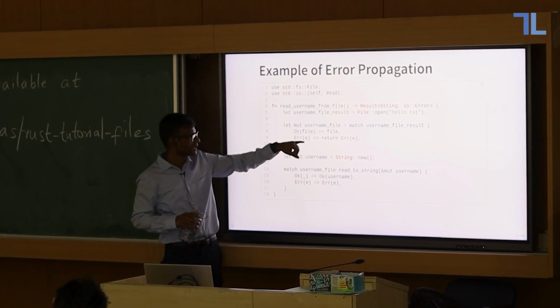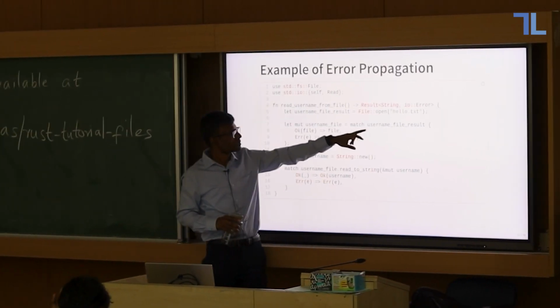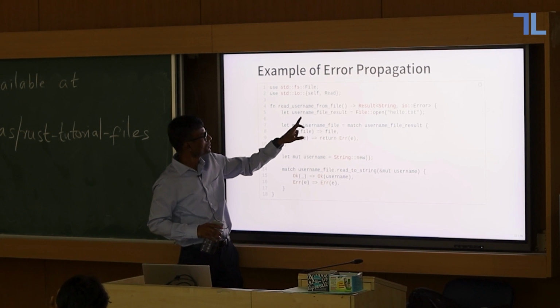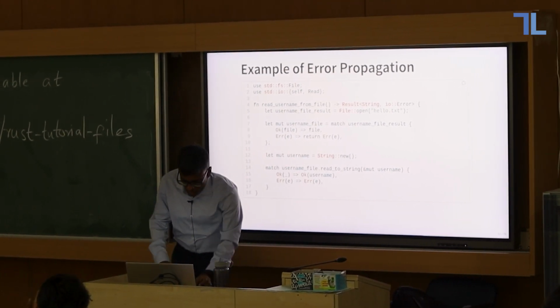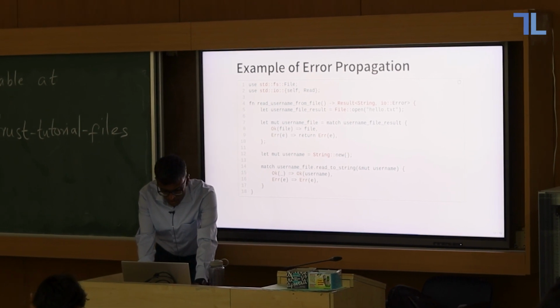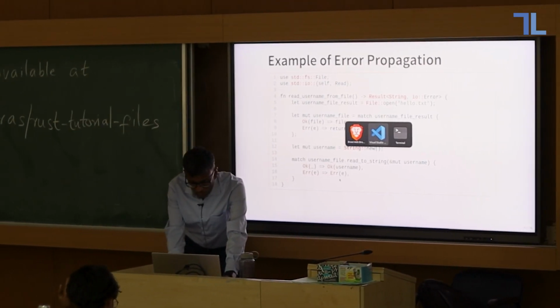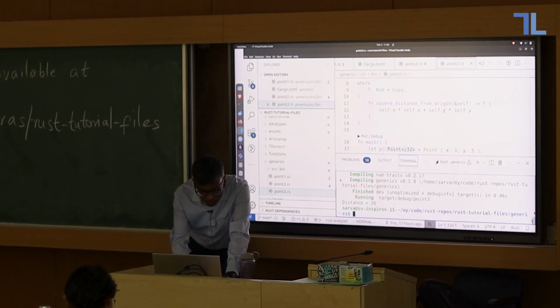So the question was, what do the file and the E contain? This username file result is the result of this open, right? So I will just open that file in Rust Analyzer so you can see the return type of that. So, error propagation.